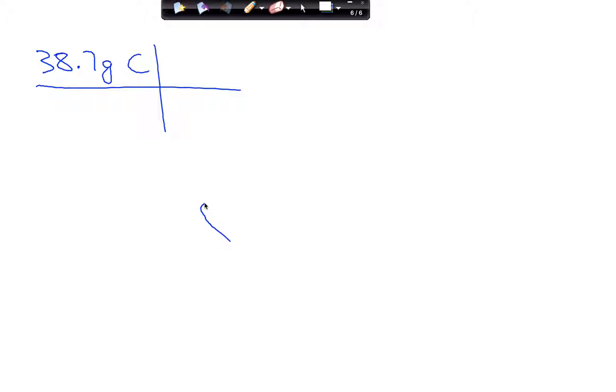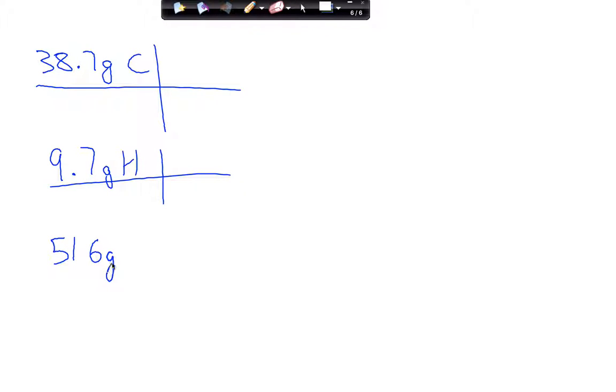And guys, I would encourage you to write this down with me because we're going to play with this in a minute. 9.7 grams of hydrogen, and then finally 51.6 grams of oxygen.